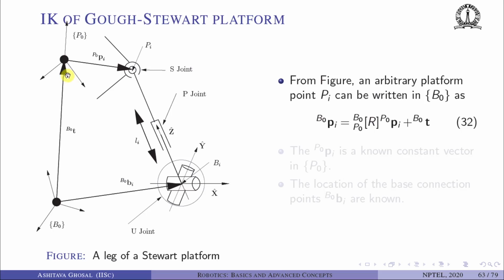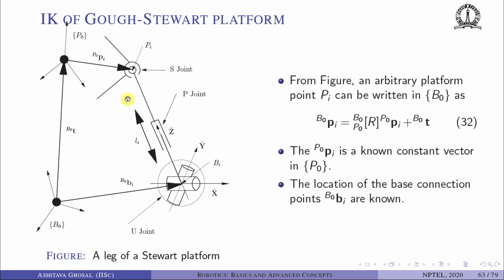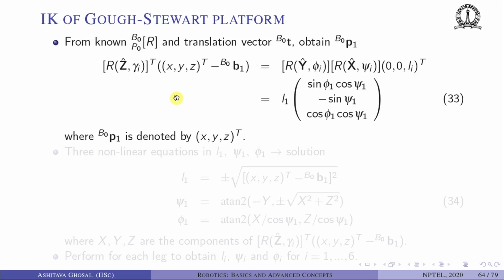Okay, so hence, from this, the location of all these P0Pi, everything is known. So this point is known, basically. Okay, so the location of the spherical joint can be obtained in the fixed coordinate system. Now, as we'll see, this location of the spherical joint can also be written as a vector from the fixed coordinate system to the U joint, which is B0Bi, plus a vector in the leg, which will be like Li along some direction. Okay, so that is what is given here.